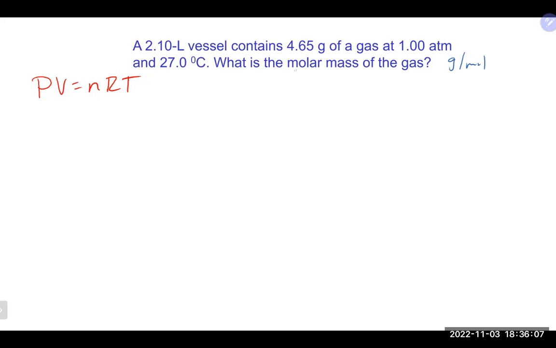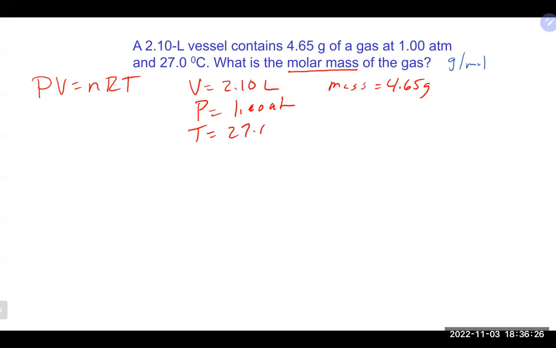So with that being said, we're looking for the molar mass. We have the volume given to us, which is 2.1 liters. We have the mass, which is 4.65 grams. We have a pressure, which is 1 atmosphere, and a temperature, which is 27 degrees Celsius. We're looking for molar mass, which is grams per mole. Frankly, I don't need to do much there. I already have the top number, so that's all I need to worry about.